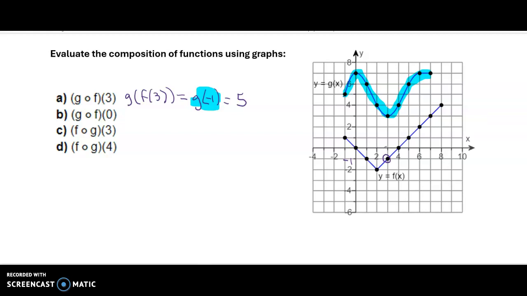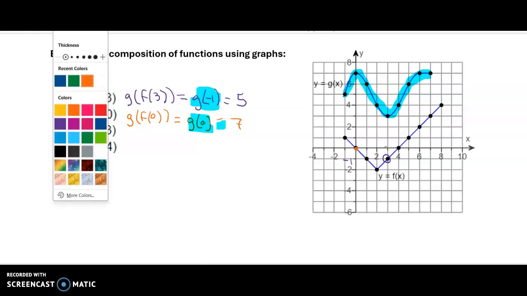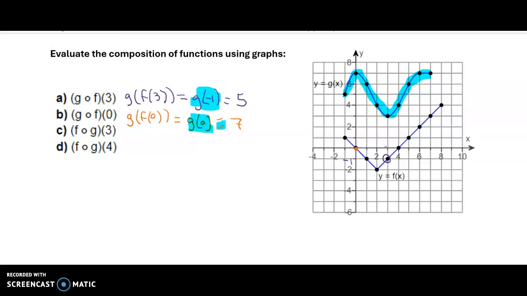Let's try another one. Here we have g of f of 0. So the first thing I'm going to do is find f of 0. I'm going to look at my f function where x is 0, and the output happens to be 0. So now I get to find g of 0, and that's on my blue function. G of 0 is 7. So g of f of 0 equals 7.